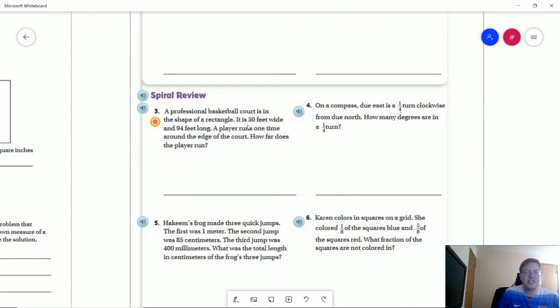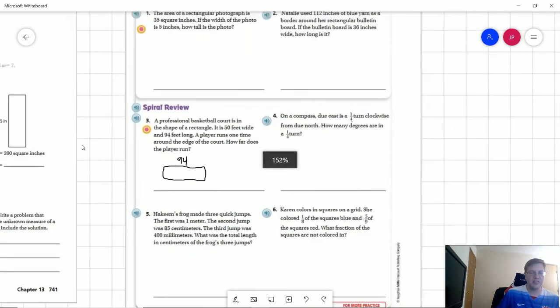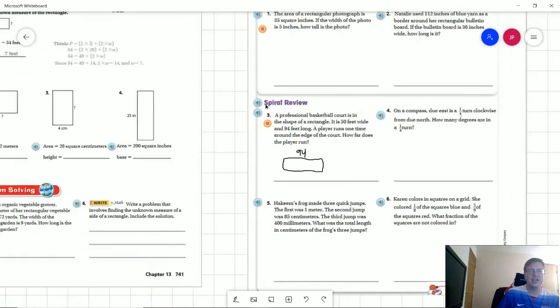Number 3, just keep in mind, if we're going to run around the edge of a basketball court, we are going to have a shape that looks like this. And so the longer side is going to be 94 feet on the top and the bottom, and then the left and right hand side, which would be the baselines, would be 50 feet. And then I think that covers everything. Everything else you guys should be able to do without any additional help.